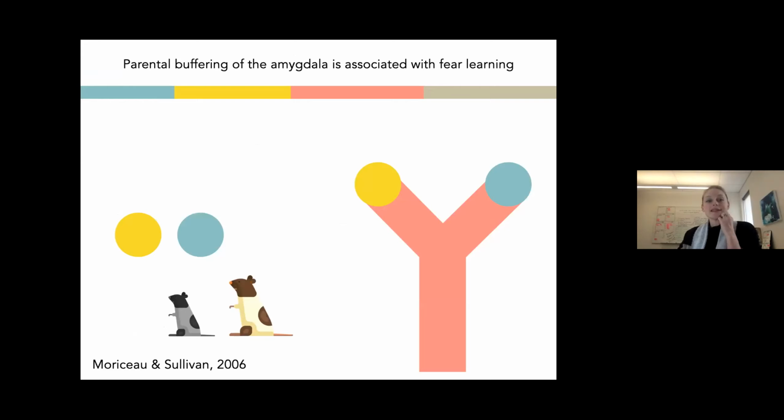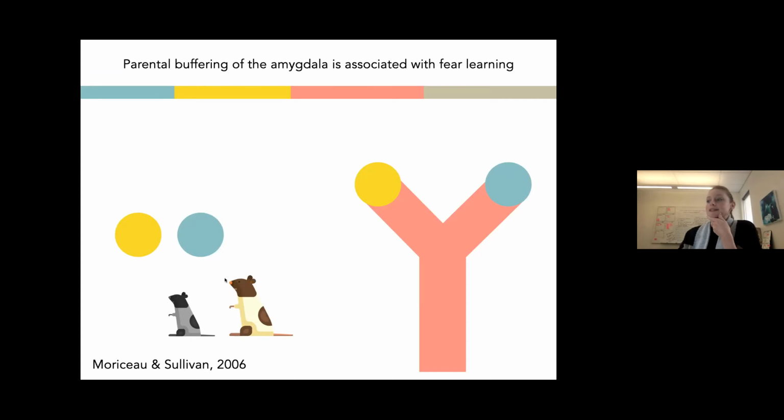Now, there are also studies in rats that show that parents can buffer this brain region, the amygdala, and that this buffering, so parents' ability to dampen what's going on at the level of the amygdala, actually impacts what infants are able to learn. So in this study, what they did was simply to expose rats of different ages to two different odors. They had a lemon odor here in yellow and a blueberry odor here in blue. The lemon odor was inconsequential, so they were exposed to it and nothing happened. And the other odor, blueberry, was consistently associated with a foot shock.